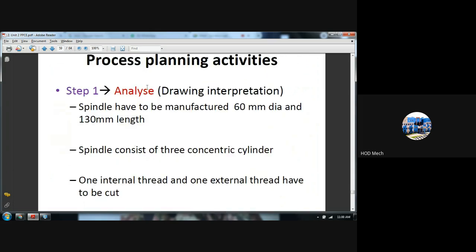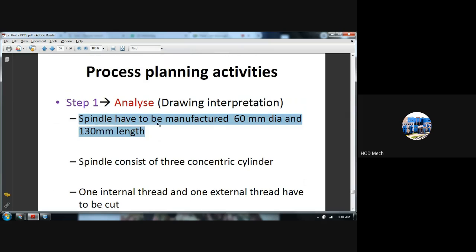So first is process planning activity. The first thing the process planner will do is make an analysis of the drawing interpretation. He will study the drawing interpretation, right? So the first thing that has to be done, here's the first statement: it says the spindle has to be manufactured from 60 mm dia and 130 mm length.